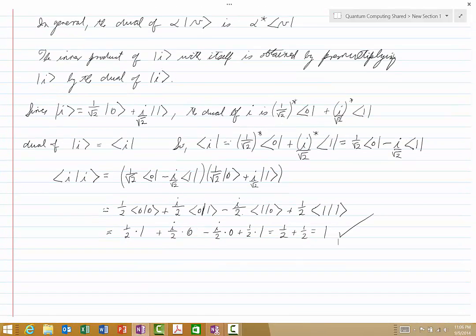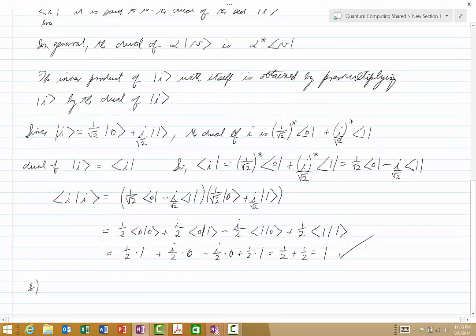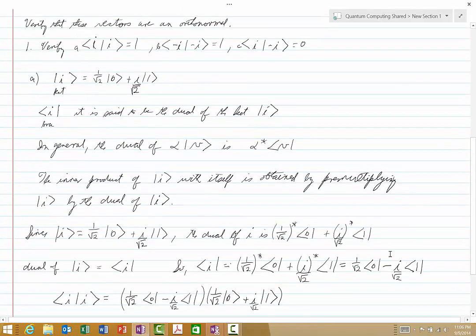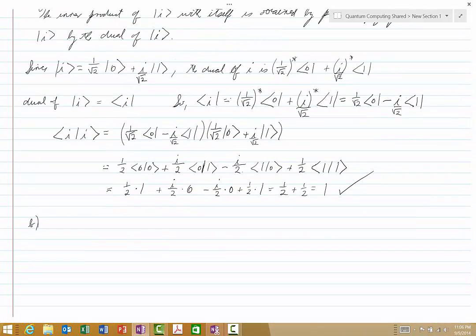And so now for B, we want to verify that the inner product of minus i with itself is also equal to 1. And I don't think you'd have any problems, having seen what we just saw, but just to make sure, I'll do this real quickly. So we have minus i is equal to 1 over square root of 2 times the 0 ket minus i over the square root of 2 times the 1 ket.